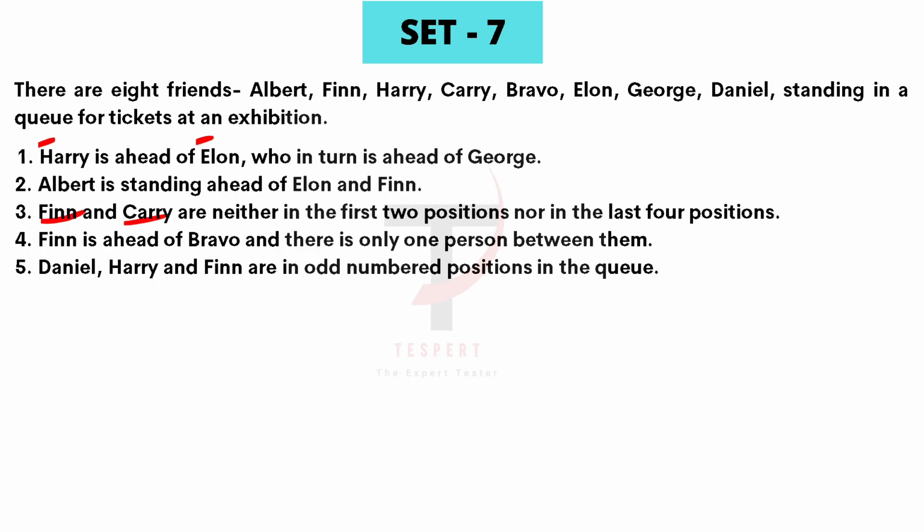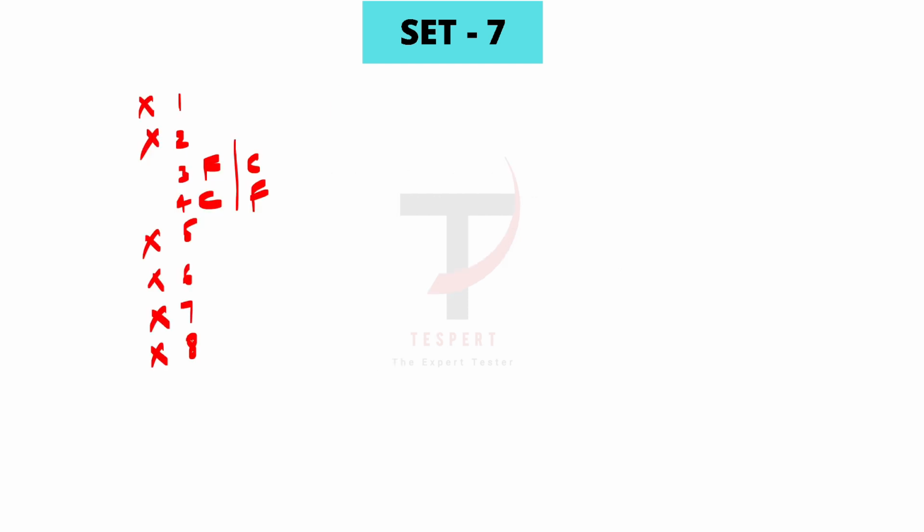So if we consider the 4th statement, F is ahead of B. Finn is ahead of Bravo and there is only one person between them. So Finn is ahead of Bravo, which means Bravo can come anywhere from 5th to 8th positions.